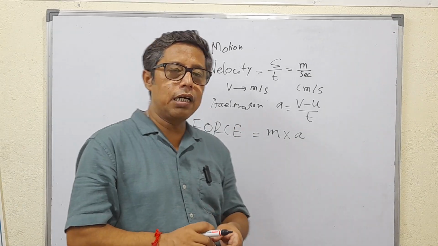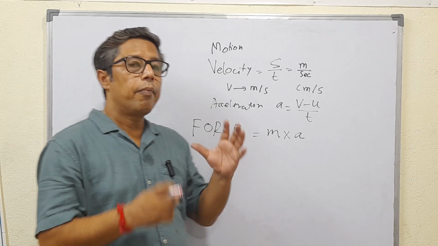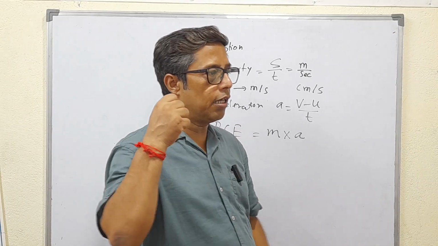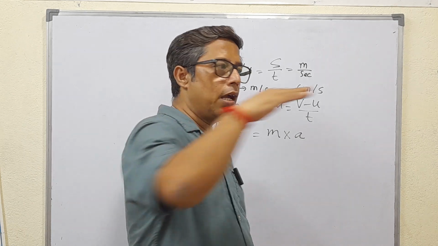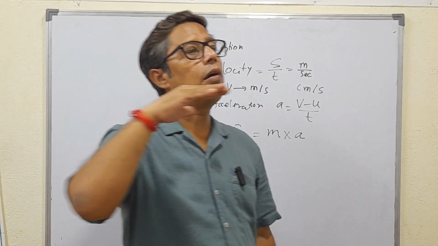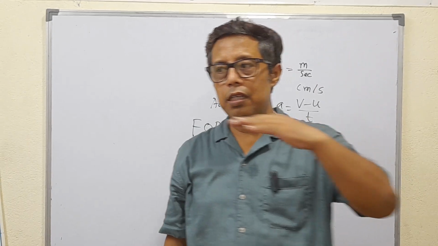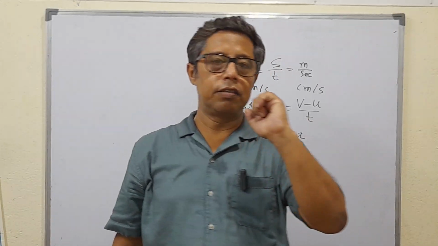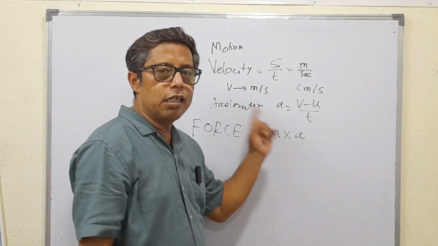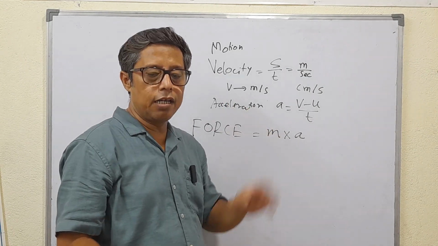So what is a vector quantity? Those having a magnitude along with the direction. Whenever we apply a force like this, we are applying a force in this direction, having a magnitude of the force along a direction. If you apply the force in this other direction, the direction will be changed. So force is equal to mass into acceleration. This is a very important relation when you are starting physics.